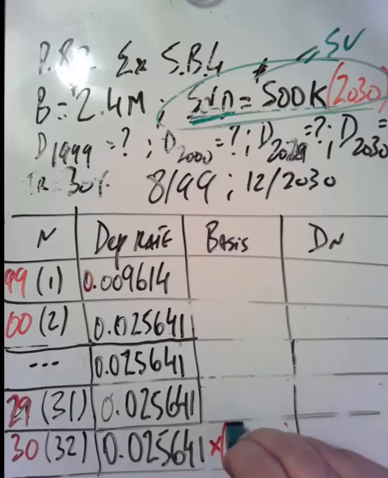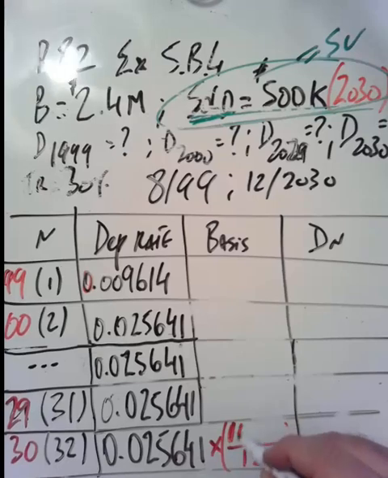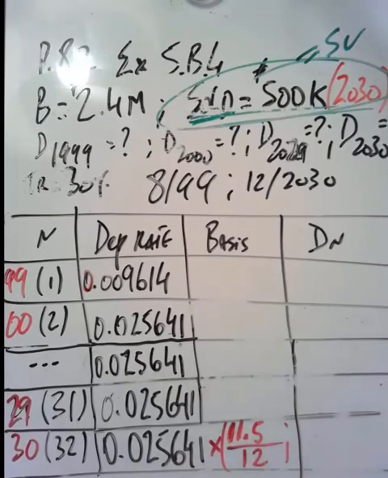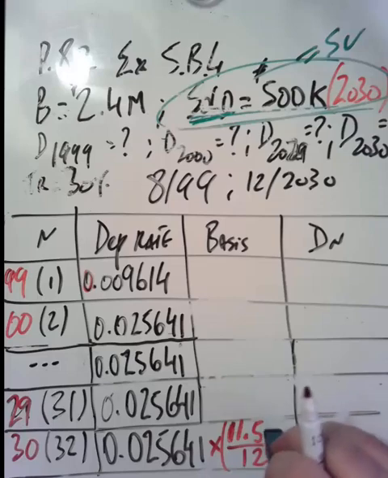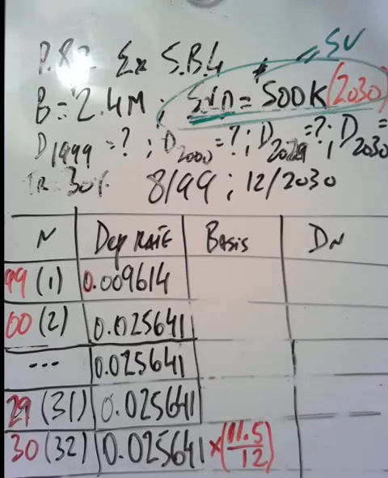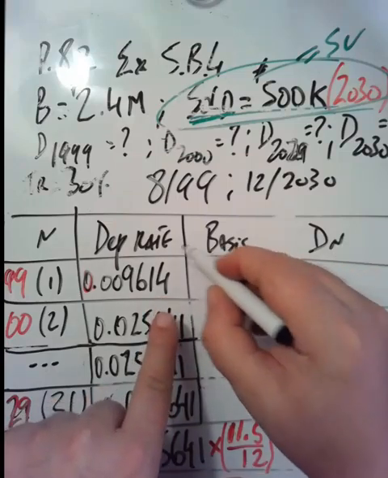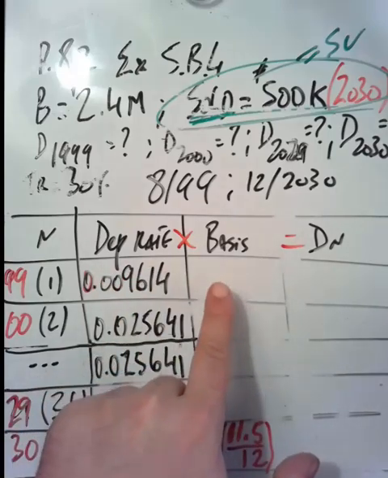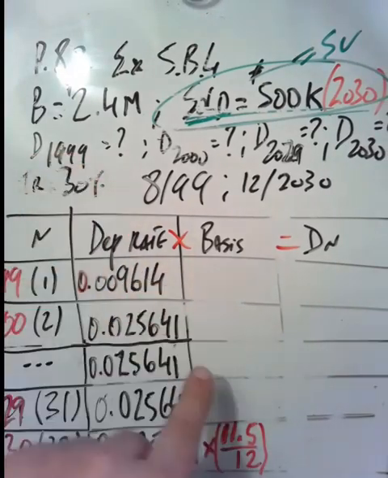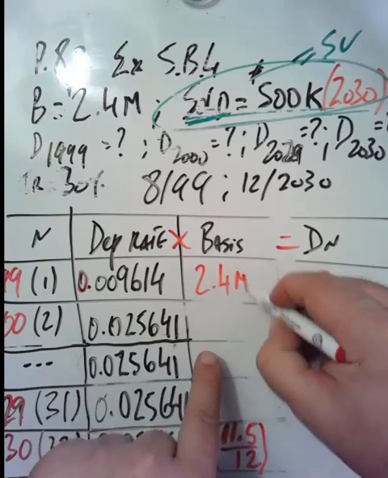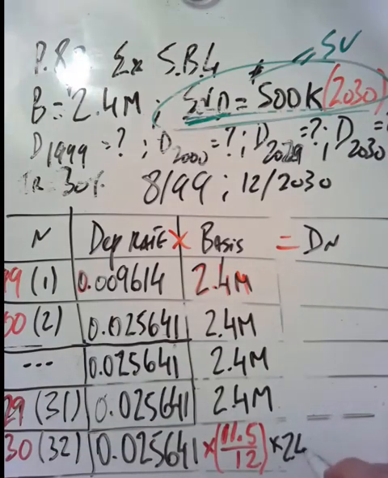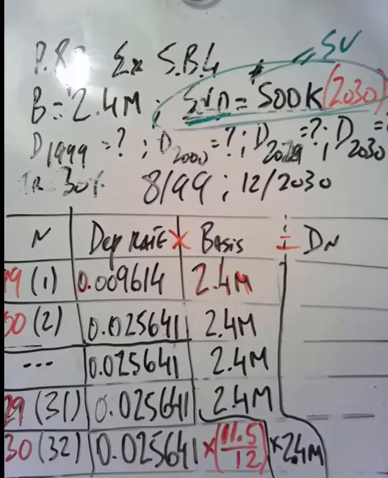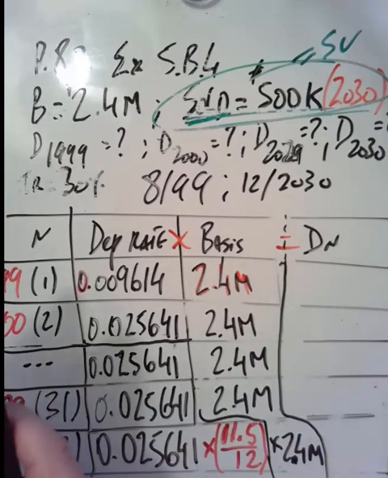So let's just simplify this to 11.5 because we are selling it in December. And then we would multiply all these, right, by the basis. Remember this, the amount of depreciation is equal to the depreciation rate times the basis. The basis was the 2.4 million. So this will be multiplied by 2.4 million. So how much in depreciation for the first year? 2.4 million times 0.009614.